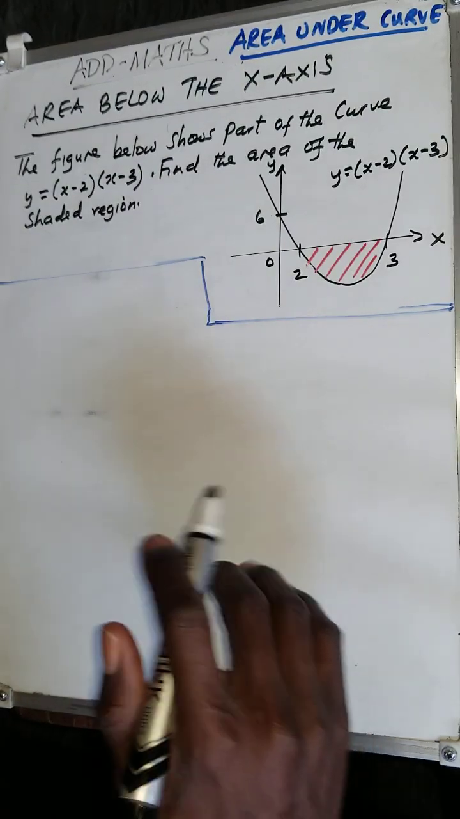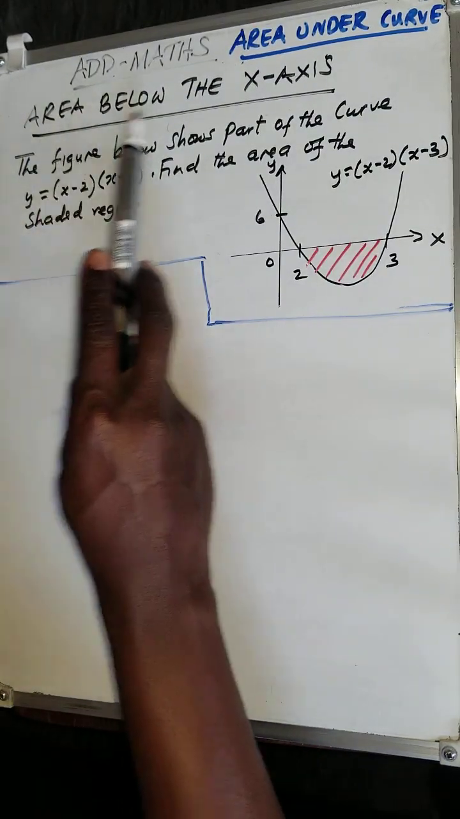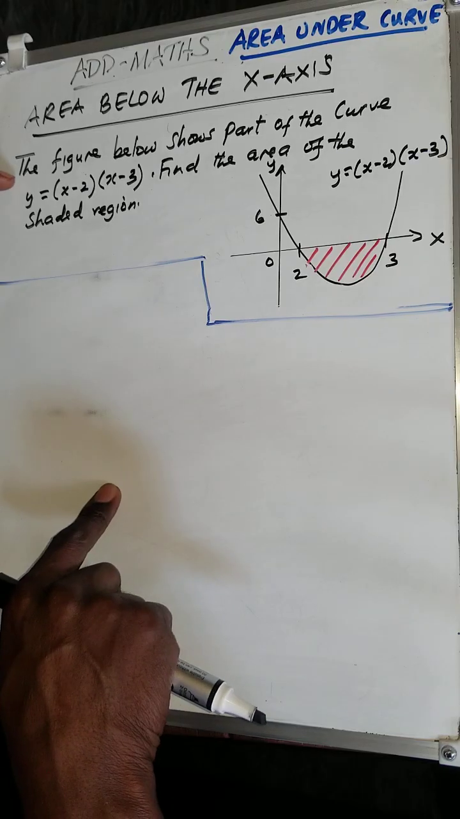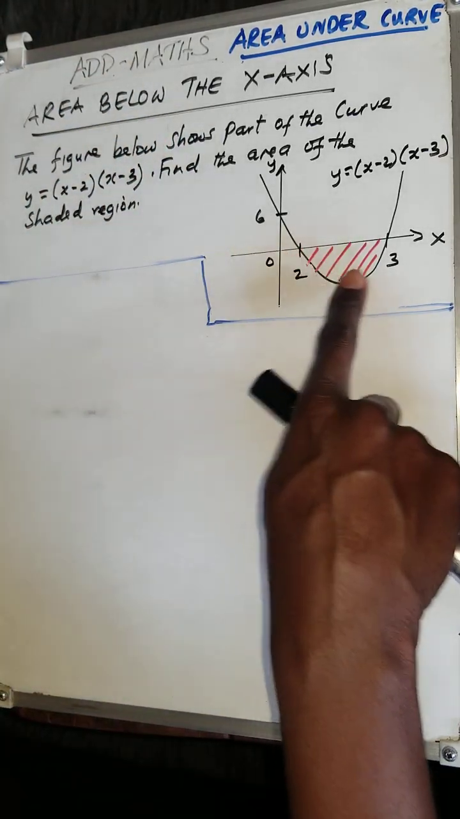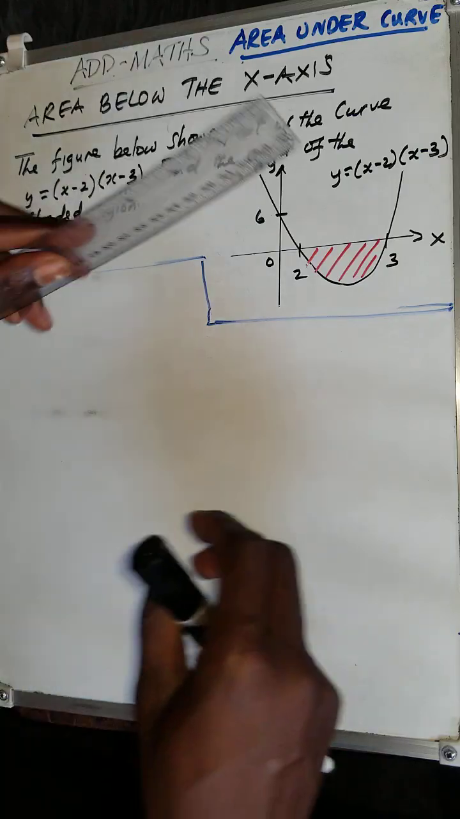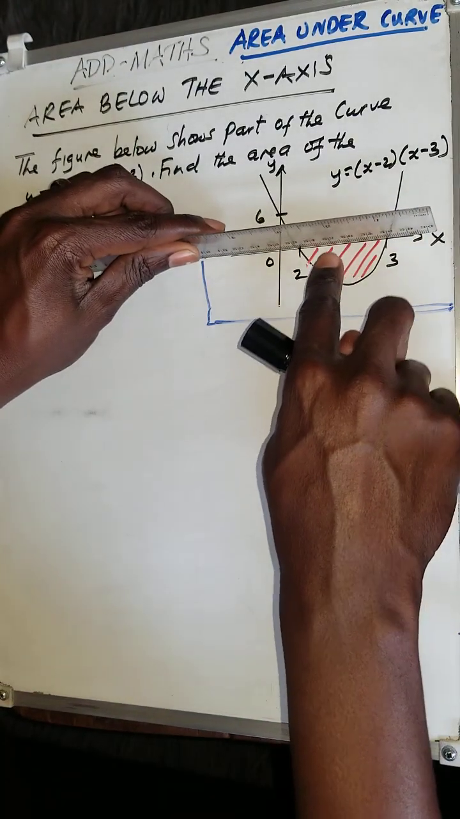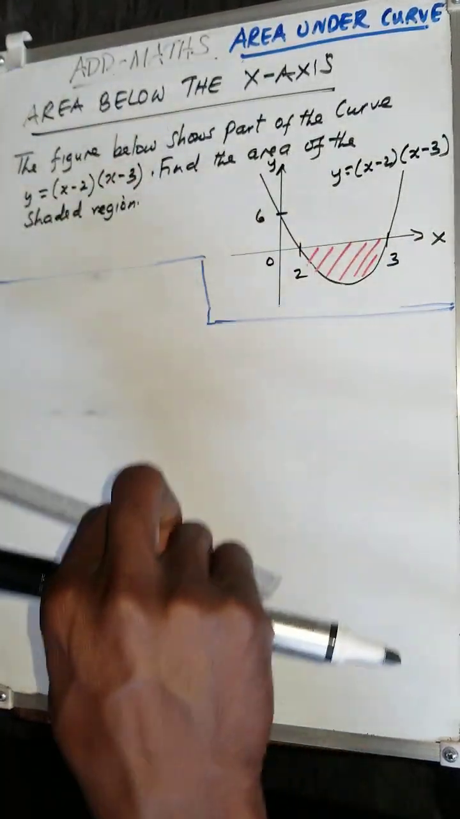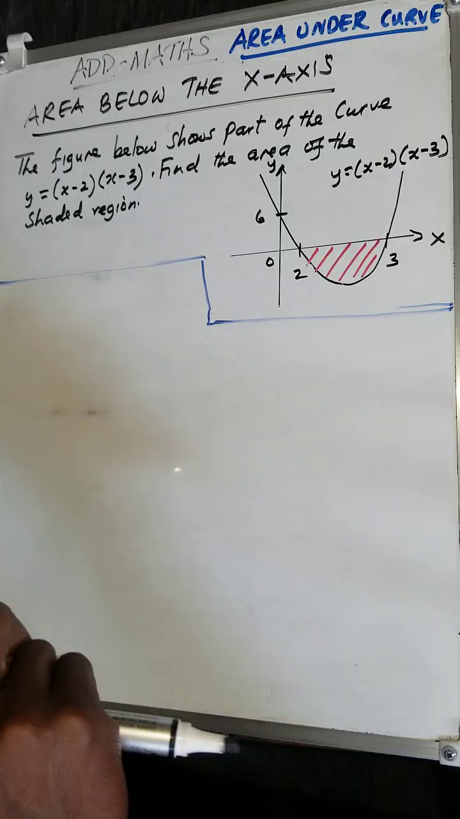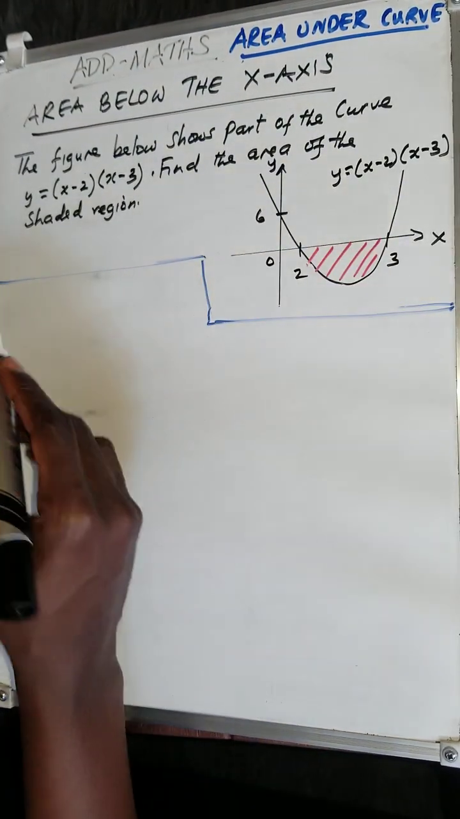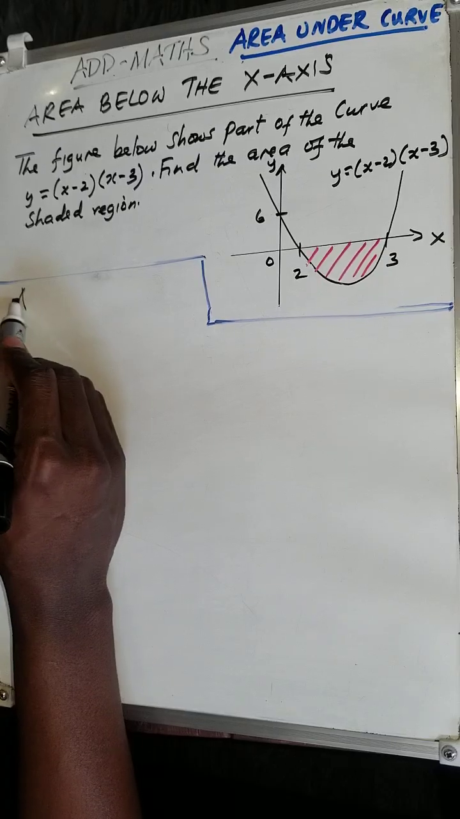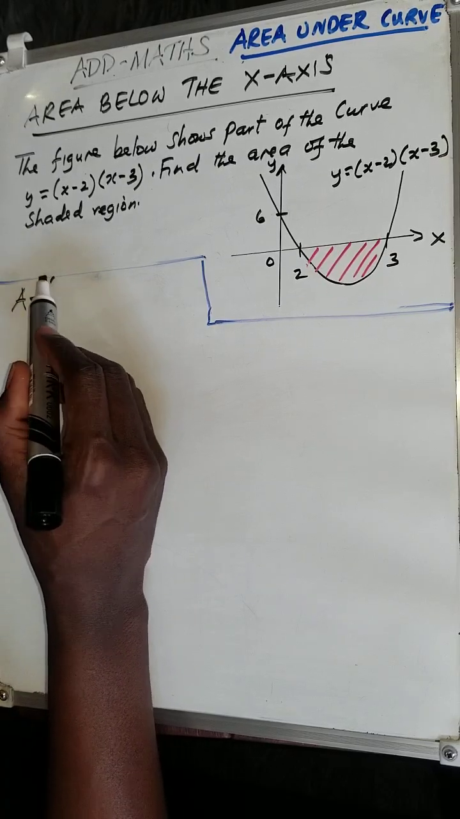Right, so welcome to this segment as we look at how to find the area below the x-axis. So suppose the area is below the x-axis. Well, if it is below the x-axis, as it is in this case, we know that when we find the area, it is going to give us a negative.